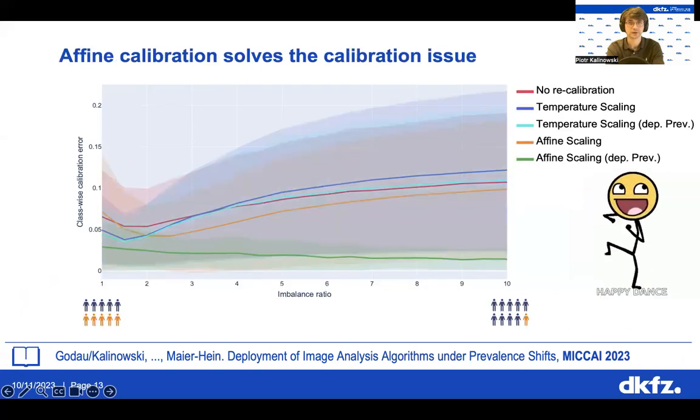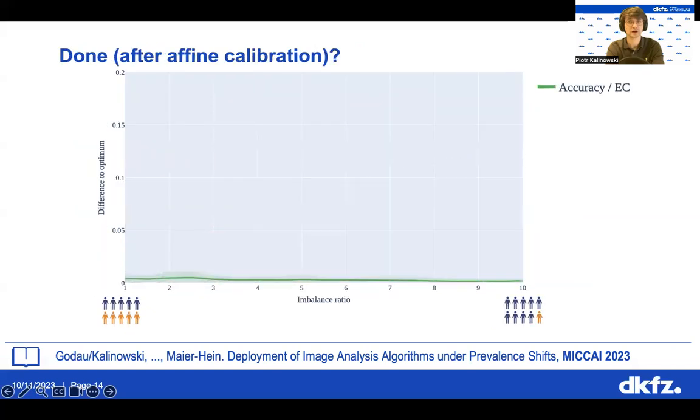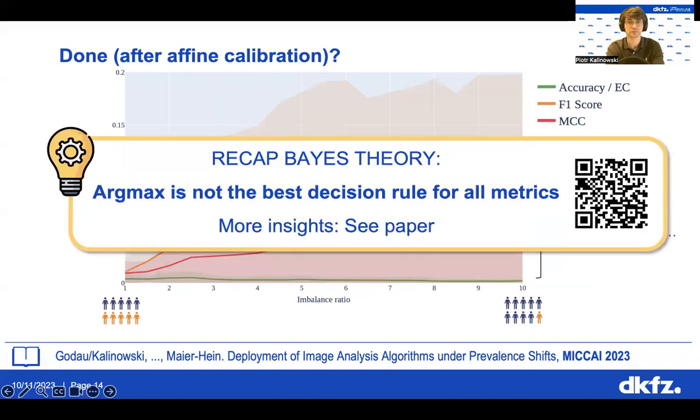And it works. After prevalence shift adjusted affine recalibration, the calibration error remains low with varying imbalance ratio. For expected cost and accuracy, argmax is the optimal decision rule now. Note that this does not hold for all metrics. This confirms what we know from Bayes theory. Argmax is not the optimal decision rule in general.